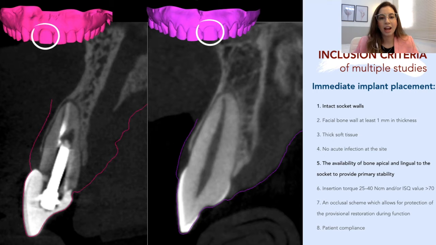And these two case scenarios might illustrate it. They do have intact socket walls, available bone apical and lingual to the socket. However, the bone anatomy is completely different between these two sites. To your left, the alveolar process is narrower, the buccal bone is thinner. Probably most of this buccal bone will be bundle bone and will soon disappear. And even the basal bone is different. It could explain why the results in the literature have a wide range of outcomes.